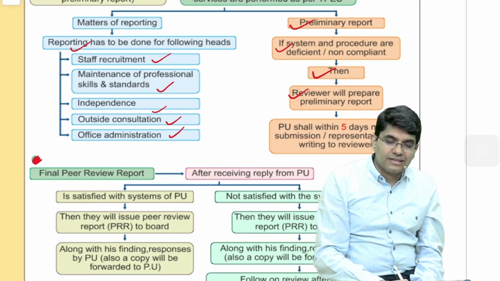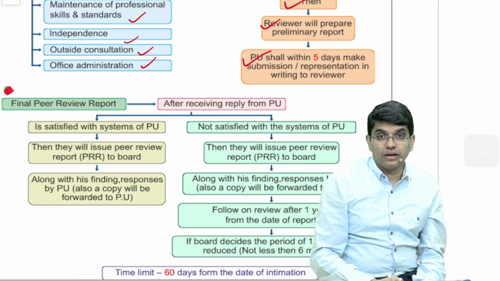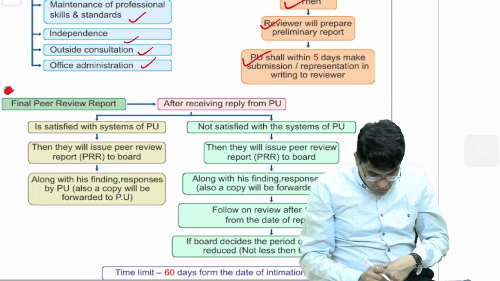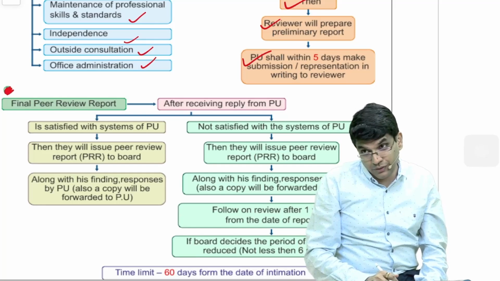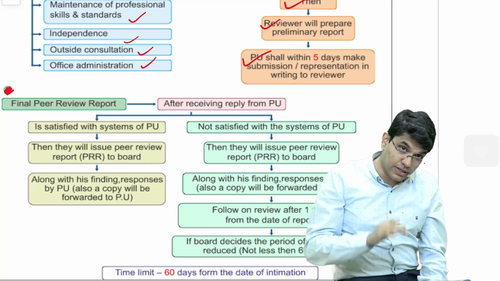Preliminary report will be made and sent to the CA firm. The CA firm will have to reply and explain whether the allegations are correct or not. They will get 5 days. Within 5 days, again there is a change in the number of days. Earlier 15 days were given.